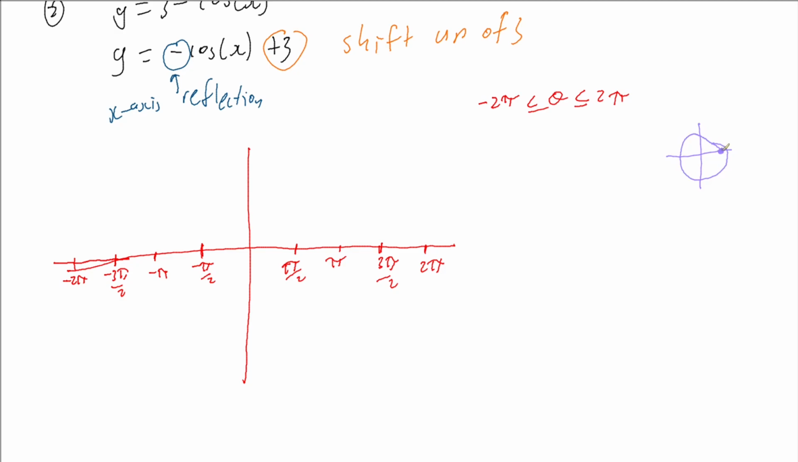So when we start at 0 rotation, the x-coordinate is going to be 1. So we're going to start up at 1. So we'll put those onto the axis. Let's make that 1 and negative 1.